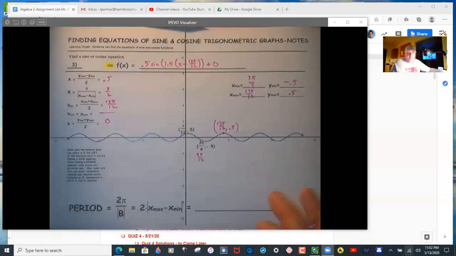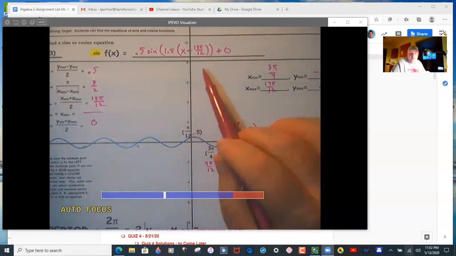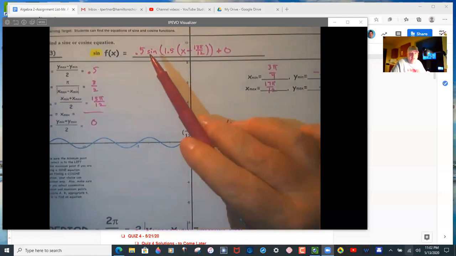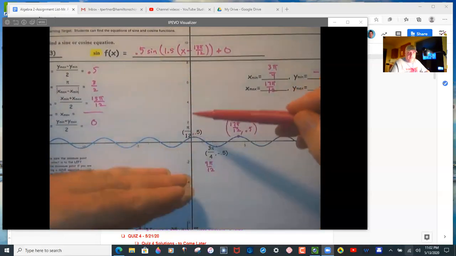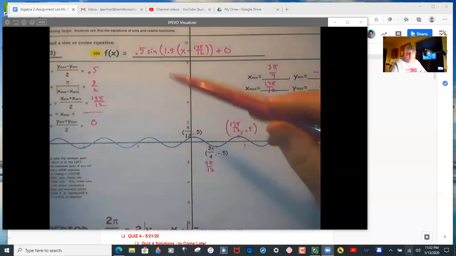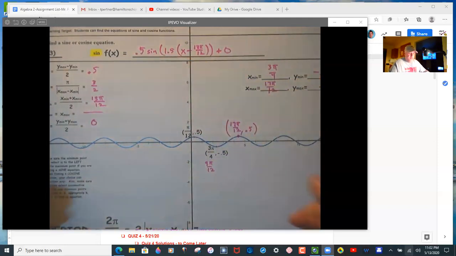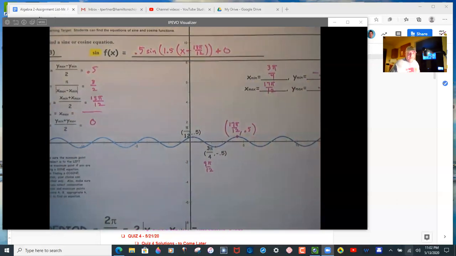So what was different about this? A crazy shift of 13 pi over 12 to the right, and then we have a small amplitude, so it took it down from the standard amplitude of 1, and then we stretched it because we increased b from 1 to 1.5.